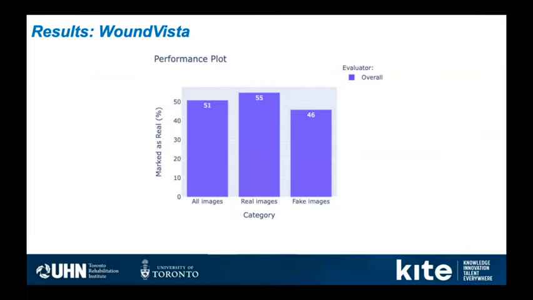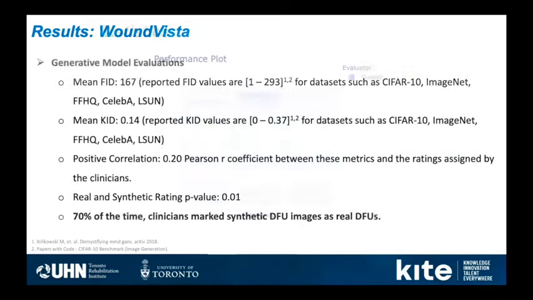As of now, the real images and fake images are within about the same percentage of marking, 55 to 46, average of 51. But then we are continuously improving the Wound Vista platform. We are increasing the quality of the images generated.